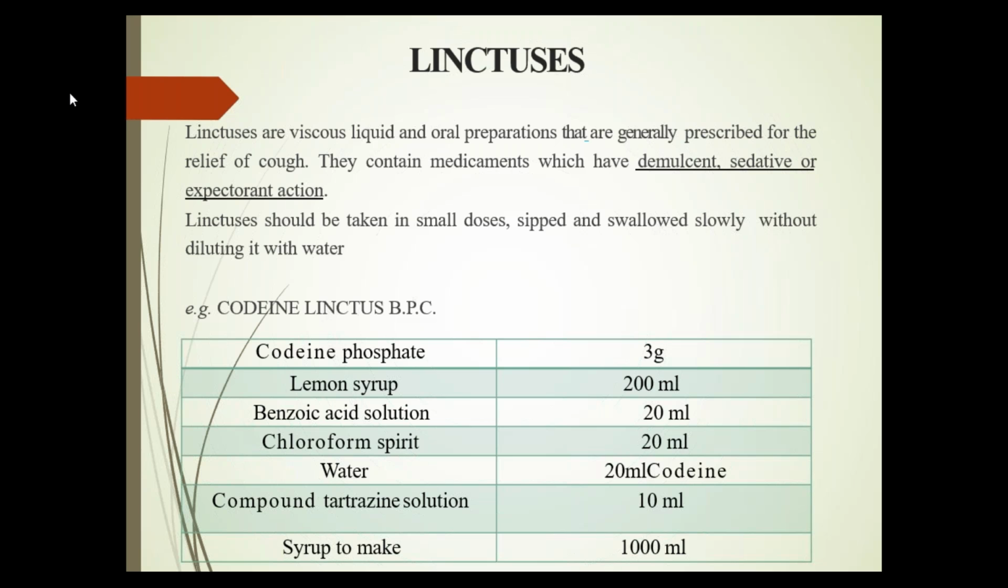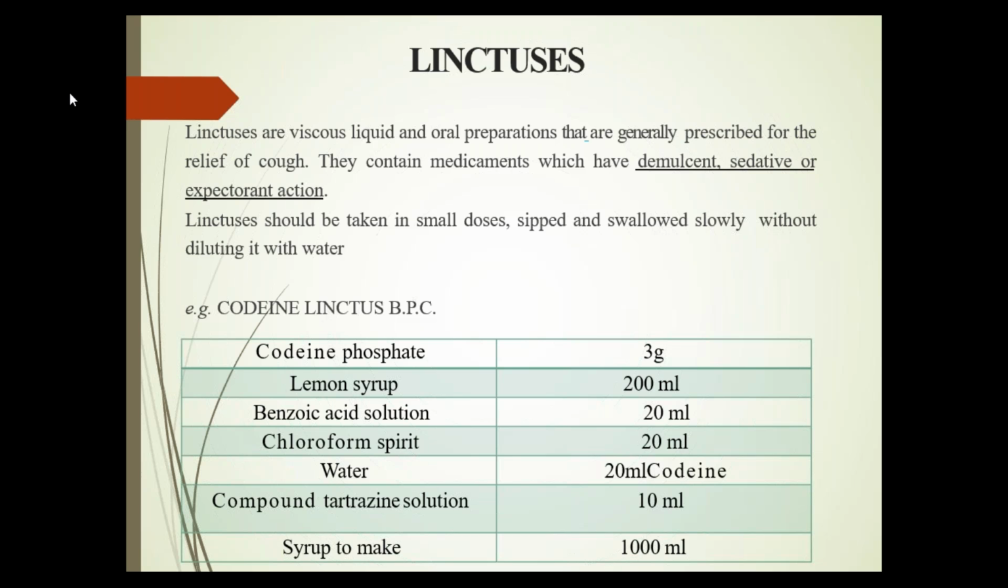Now, which is the API here? Codeine, that is your main drug, right? And the other ingredients like lemon syrup, benzoic acid, chloroform, compound tartrazine, what are they termed as? Even your vehicle, all these are your excipients, also known as additives.